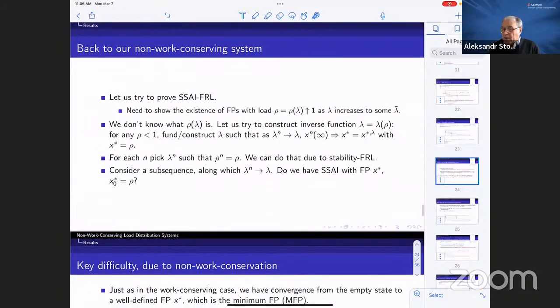Okay. So now we are going back to our non-work-conserving system, but I'm supposed to stop for a minute or two in the middle, just in case there are questions. Please go ahead.